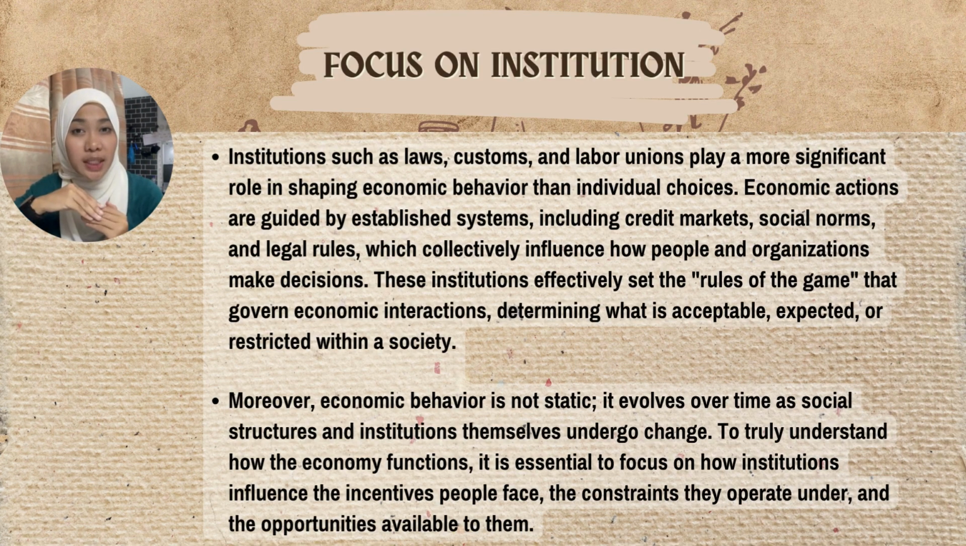Now let's jump into the next point, which is the focus on institutions. Institutional economics believes that it's not just individual choices that shape economic behavior, but the institutions around them. Laws, customs, labor unions, and credit systems all create the rules that guide how people interact economically. These institutions act like a framework, setting the boundaries and incentives for economic activity. Because these institutions evolve over time, economic behavior also changes with them. So to truly understand how the economy works, we need to look at how this social structure influences what people and organizations can do and how they make decisions.